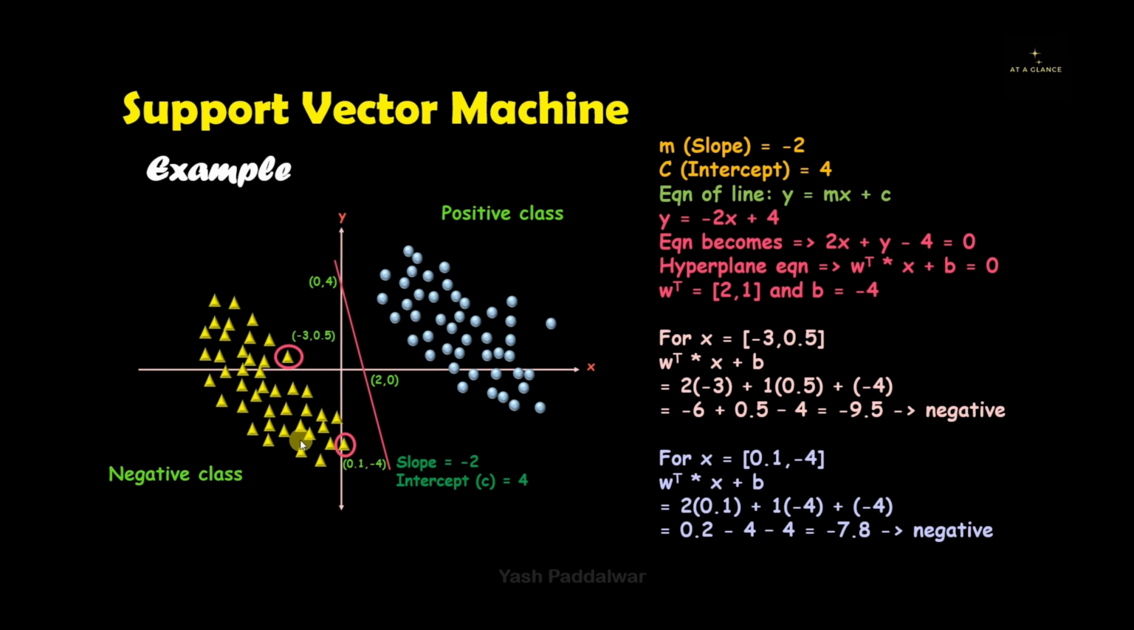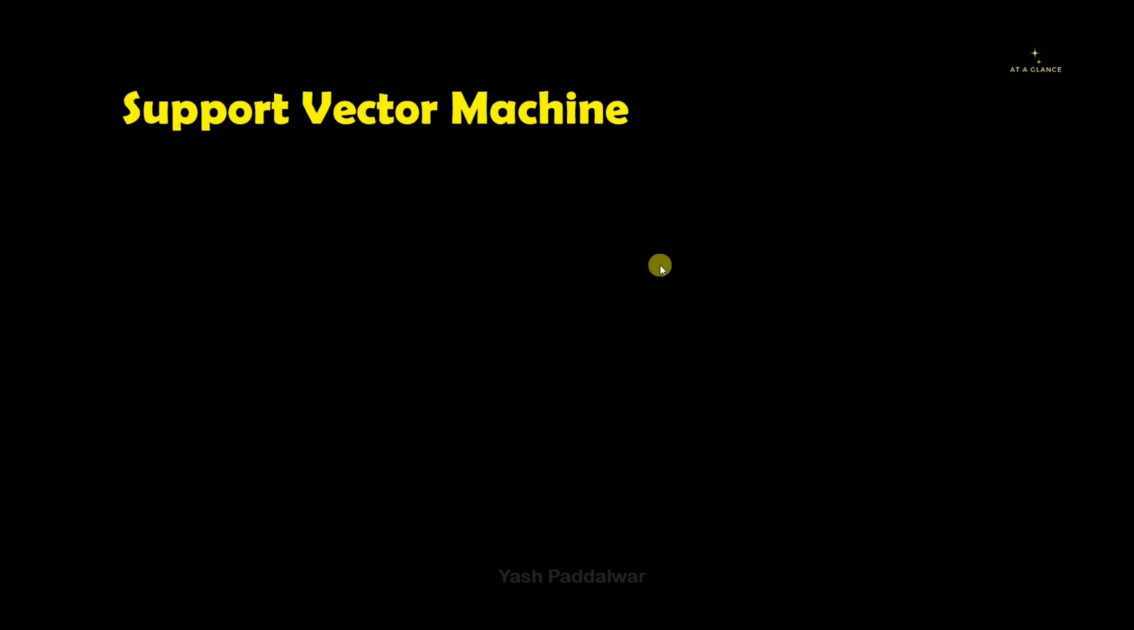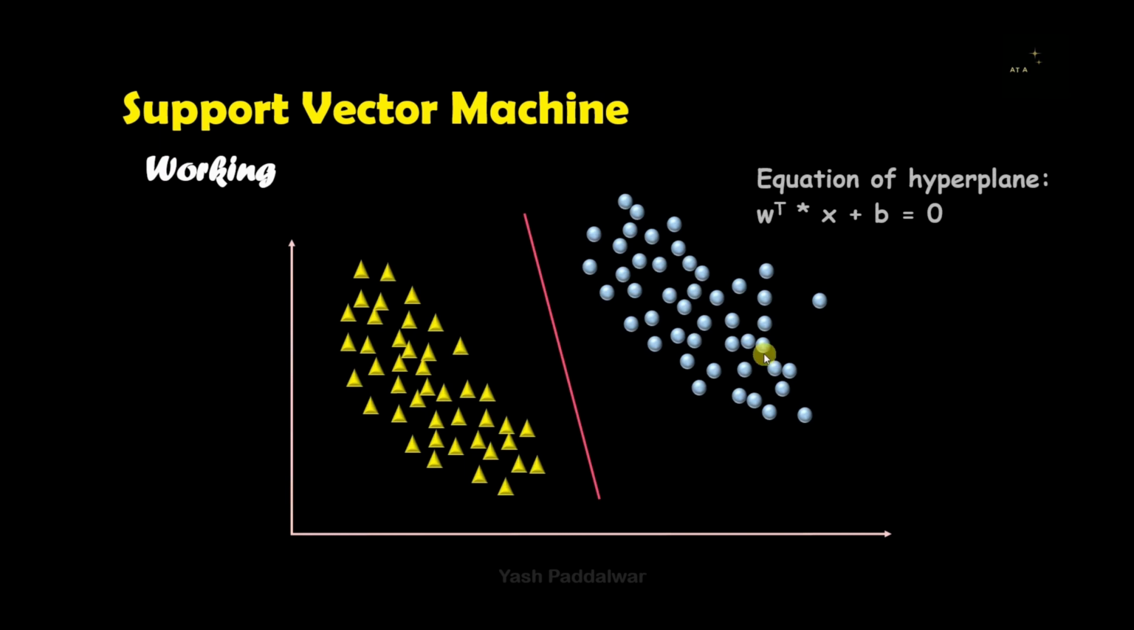So I hope these two classes are clear. So just remember that the blue circles are the positive class and the yellow triangles are the negative class, based on the hyperplane that we have considered in this particular case. So I hope now you can relate how this hyperplane is helpful in categorizing the data points into two different classes. So up till now whatever we have seen, logistic regression also follows a similar kind of rule for classifying the binary classes. So what makes support vector machine different from logistic regression? We will now see it by looking at its working.